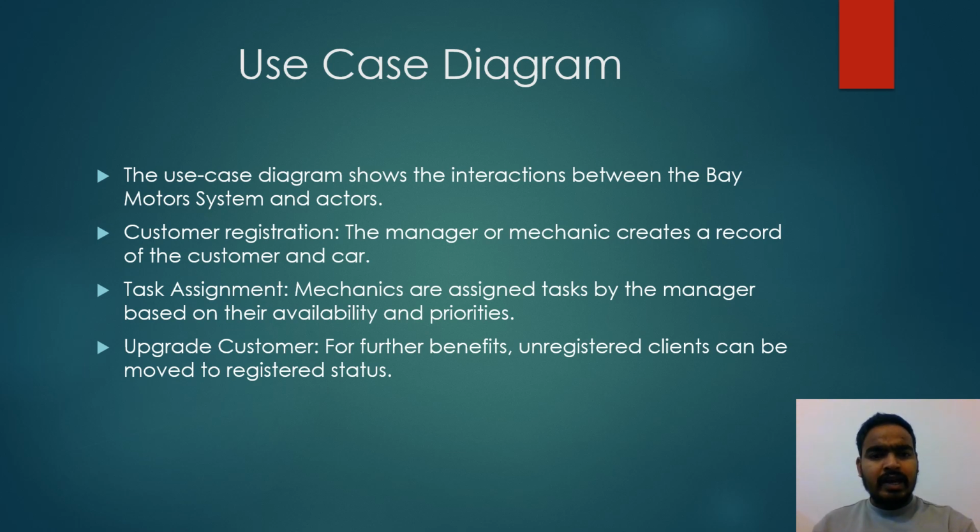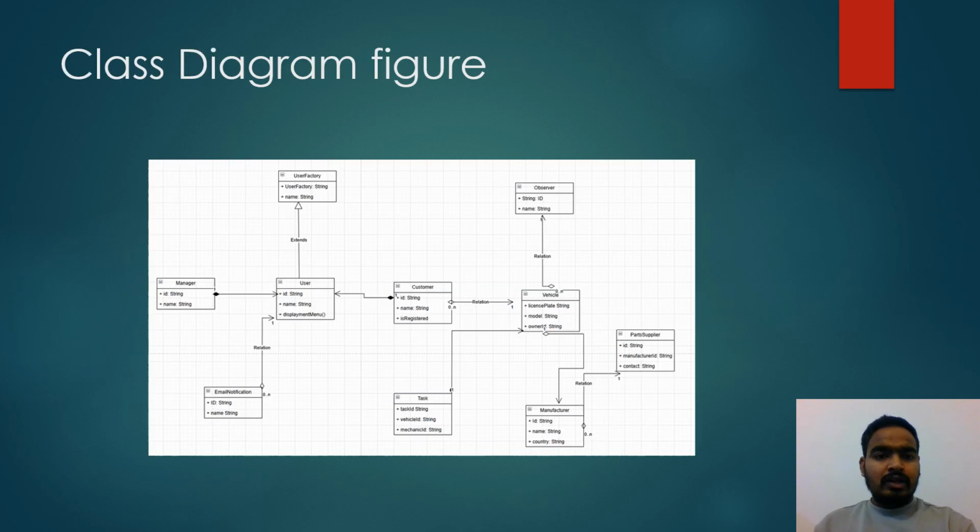The use case diagram shows the interactions between the Bimotor system and actors. Customer registration: the manager or mechanic creates a record of the customer and car, and also the task assignment and upgrade customers also. And the class diagram figure: the overview of the class diagram slide provides a detailed explanation of the system's structural design, focusing on the key classes and their relationships.